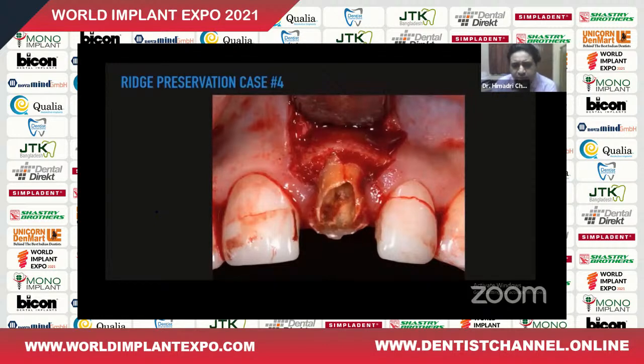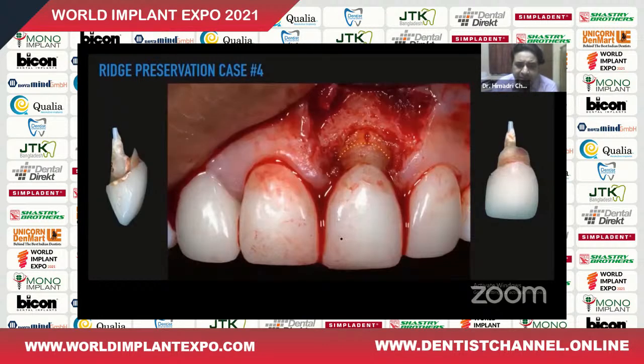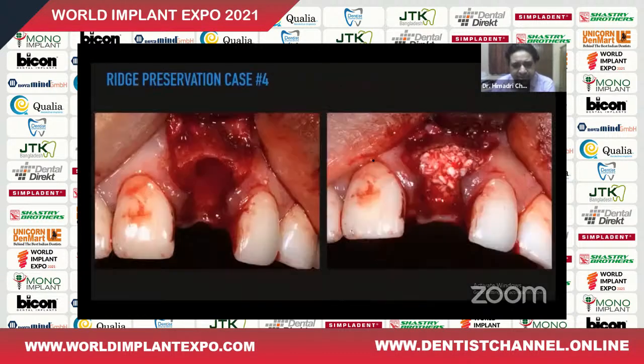Probably today, if I had done this, unless I had this loss of bone here, I would have done a socket shield. But because we have a little bit of loss of bone here, we have not done a socket shield in this case. So this is an extraction. Probably a socket shield could have been done in this case, but it's a preservation case. So a little bit of flap is raised, and it has been packed with some allografts.